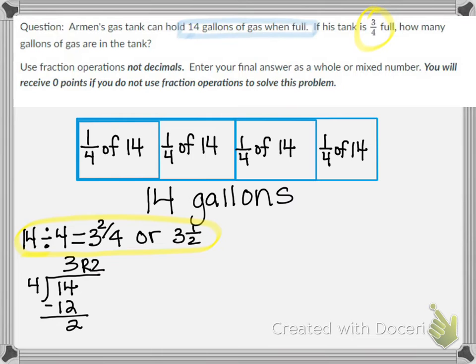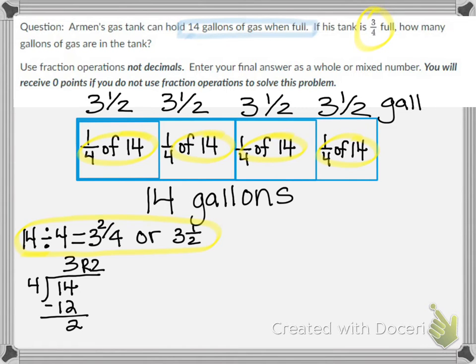Now, that's not my final answer. 3 1/2 just represents one of these 4 pieces. So each of those 4 equal parts represents 3 1/2 gallons of gas. Now, his tank is 3/4 full, so I need 3 copies of 1/4 of that tank. So I need to know if I put 3 of those sections together, how much gas would that hold?